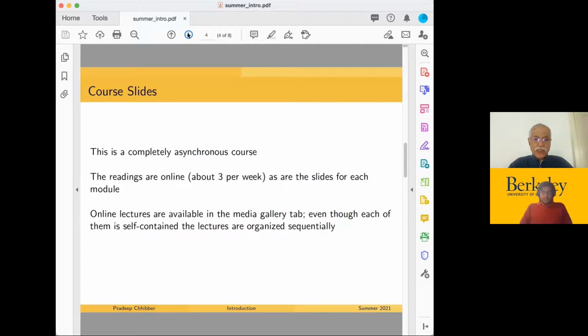The readings are online, and so are the slides for each week. Online lectures are also available, and they're in the Media Gallery tab on the bCourses page. And though each of these online lectures is self-contained, keep in mind that the lectures are organized sequentially. In other words, the lectures just follow the slides, and Pranav and I have worked quite hard over the last few months to make sure that these lectures are self-contained, i.e. they are no more than 7 to 10 minutes.